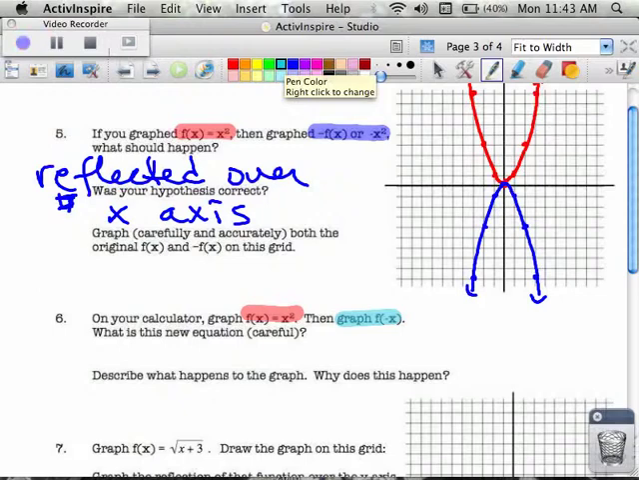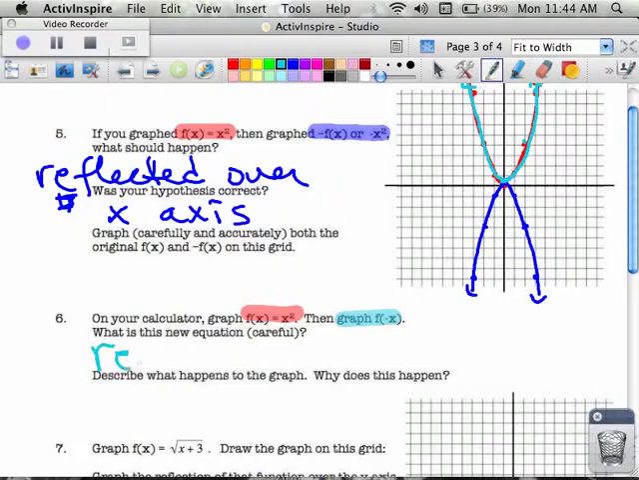So the point over here now goes over here. This point now goes over here. This point goes over here. This point goes over here. This point goes over here. This point goes over here. What do you notice? It's the same graph. You can't tell the difference. It's the same. So it covers up the red.